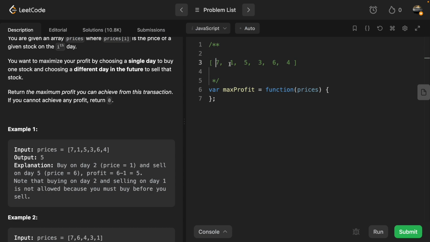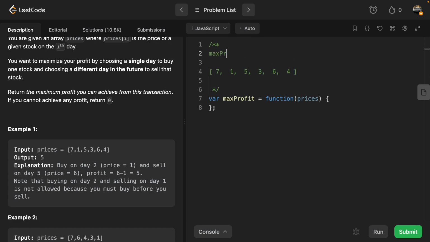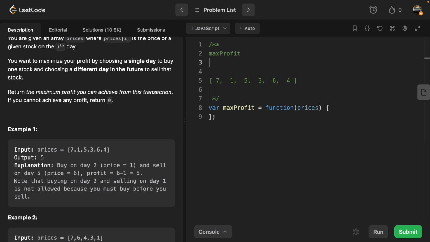How do we solve this problem? We can loop through the array and keep track of two things: the max profit and the buy value. We can initialize the buy value with the value from the first day because we know that we cannot buy and sell on the same day. So we can use the first element here as the base value for the buy. And for the max profit, we can initialize with the value 0.